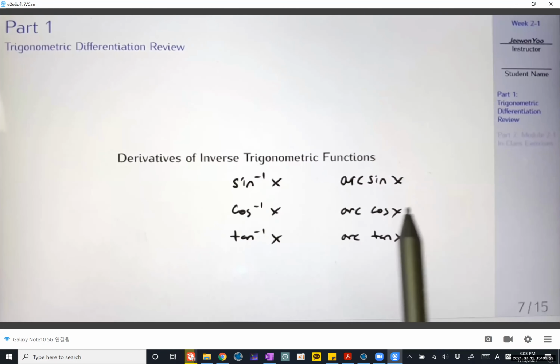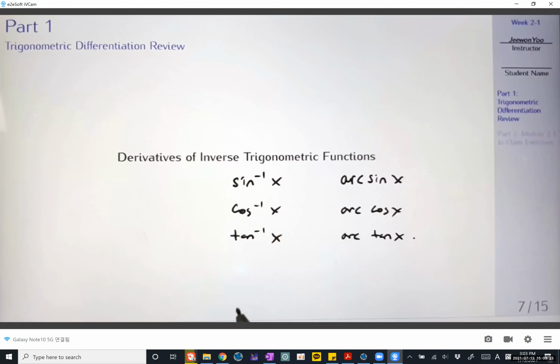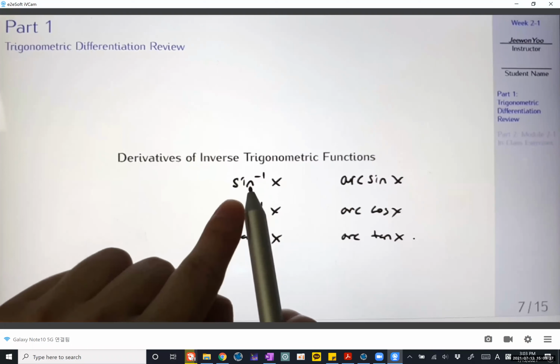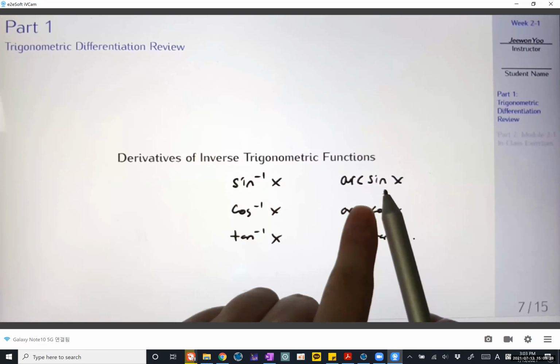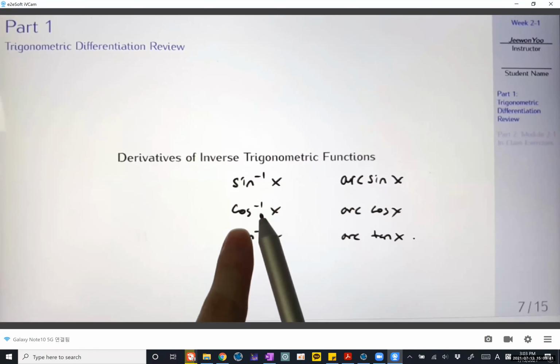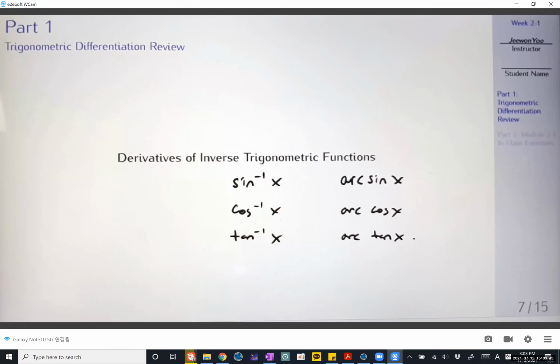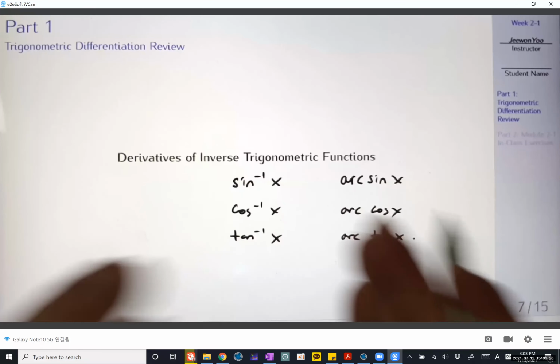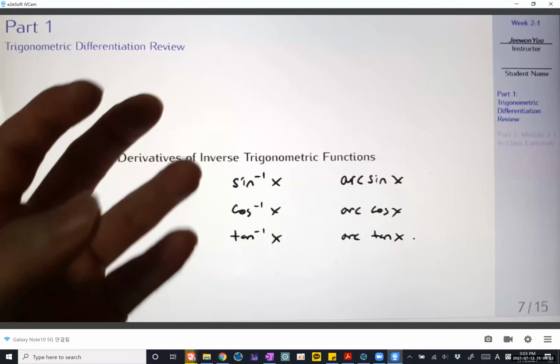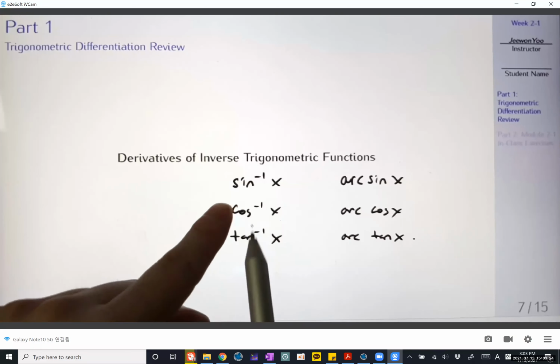Okay, so if you didn't know the difference, there is no difference. They just mean the same thing. You can write sine inverse or arc sine. It's up to you. If you want to write cosine inverse this way, please do so. Otherwise, you can write arc cosine. Same thing. And the whole point of this slide is to find the derivatives of such functions.